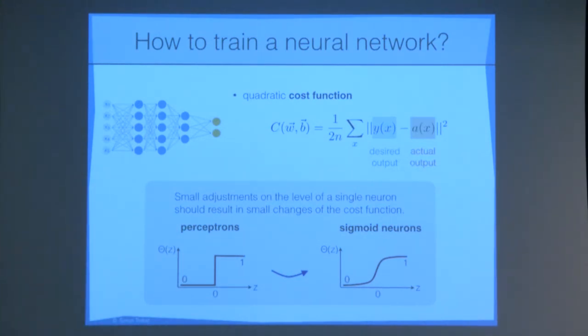Is this the output or the probability of the output? So that is the output. There is no probability. Every neuron is a deterministic element, so there are no probabilities.